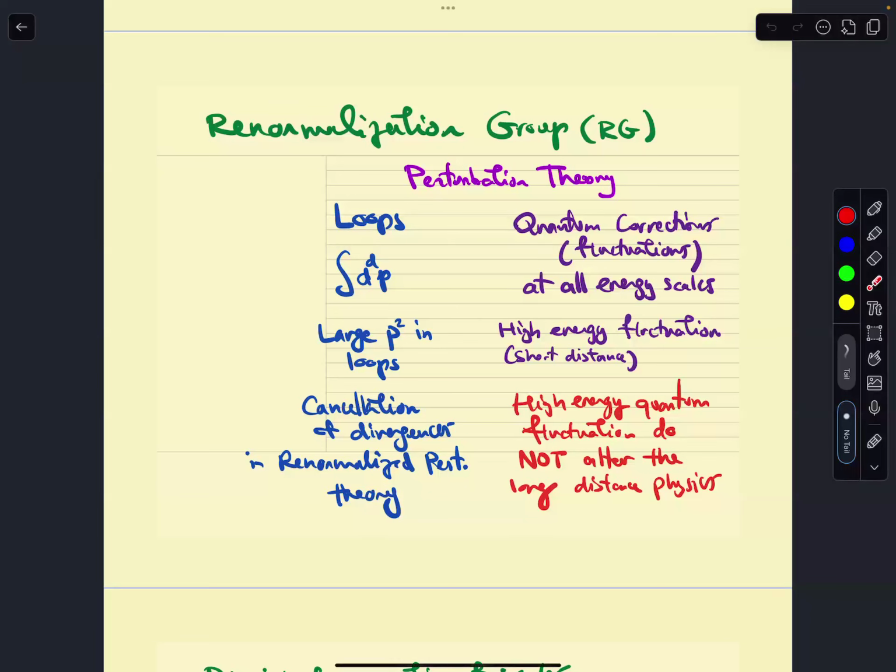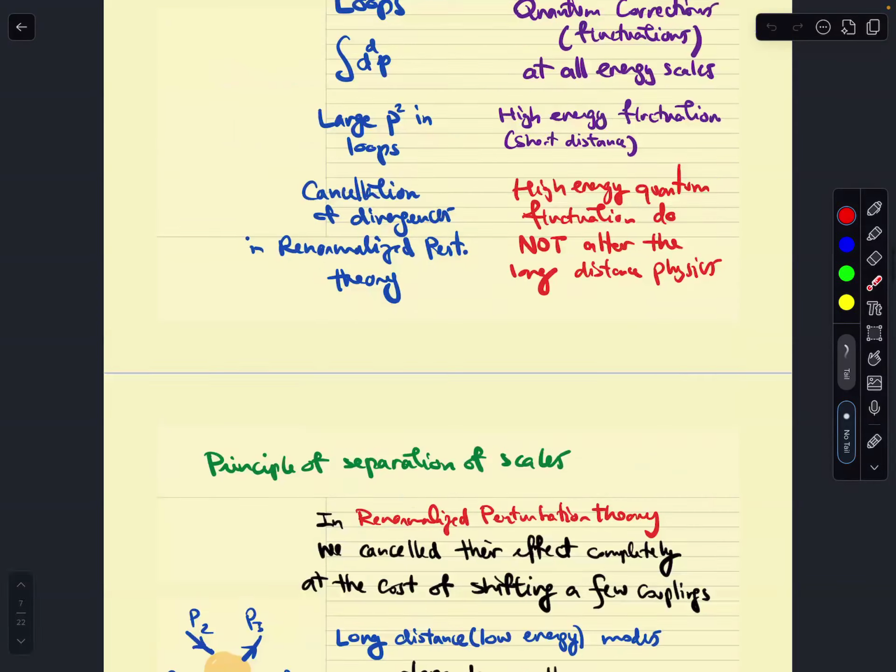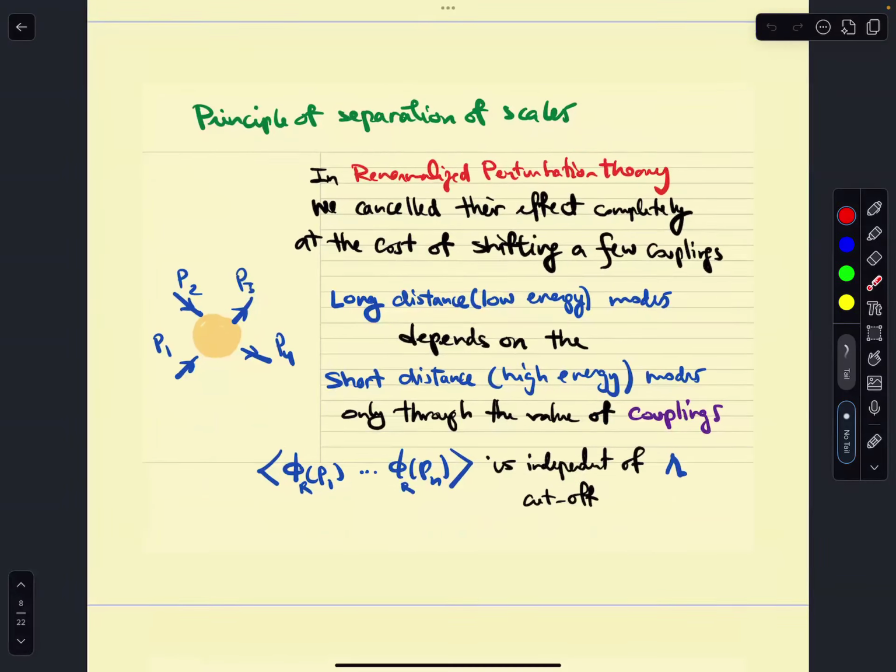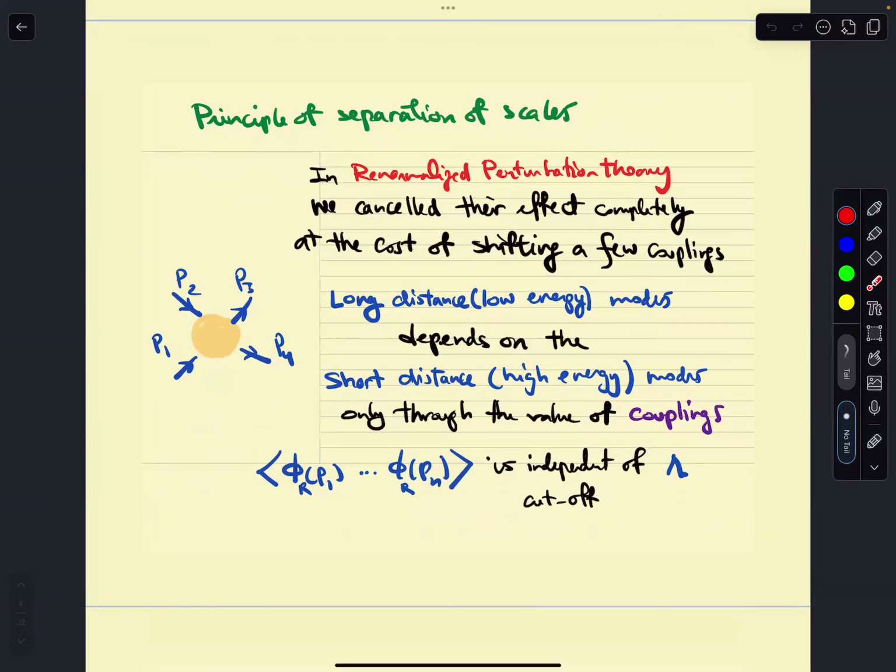Is this part clear? This is somewhat conceptual. It's so important that you guys grasp this. Now, what is the principle we're talking about? This is the principle of separation of scales.